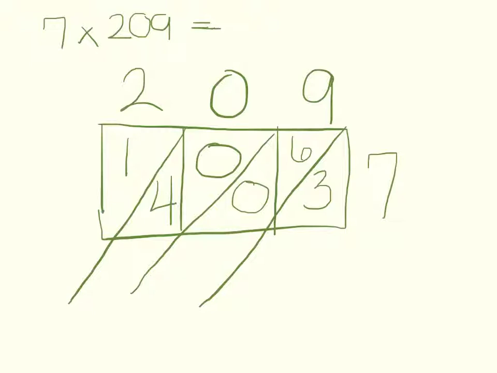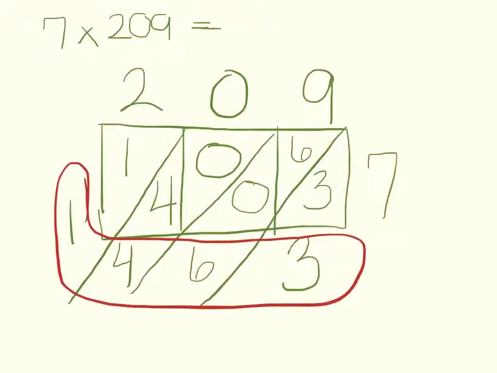Now we're going to add up our lattice. So we're adding going down the diagonals. Down the lattice. 3 plus nothing is 3. 6 plus 0 is 6. 0 plus 4 is 4. 1 plus nothing is 1. Our answer is right here. It's hidden. 1,463. And put in our comma. Make sure that you write your answer on the answer blanks when they're given. Okay.